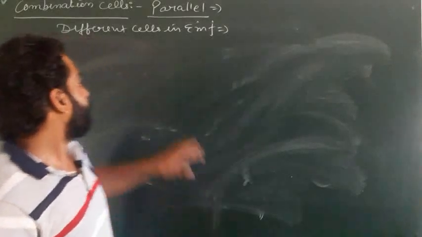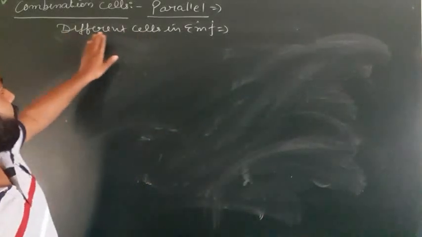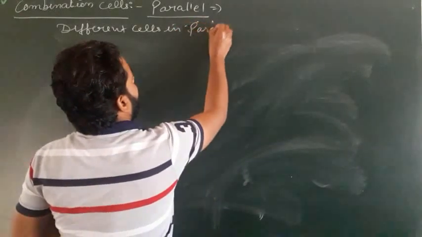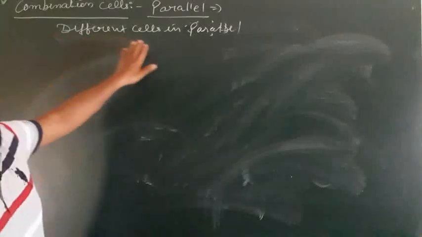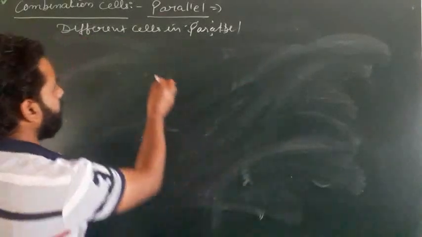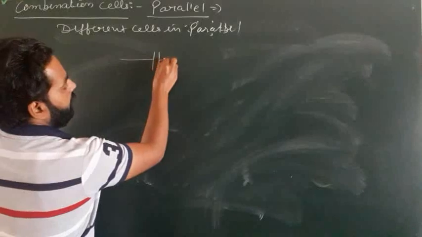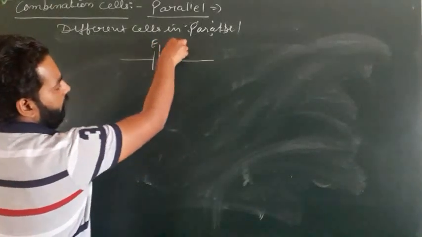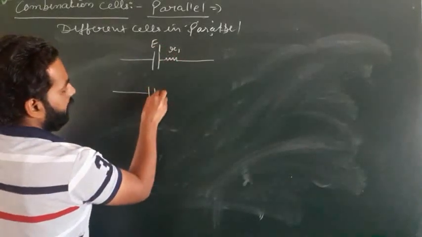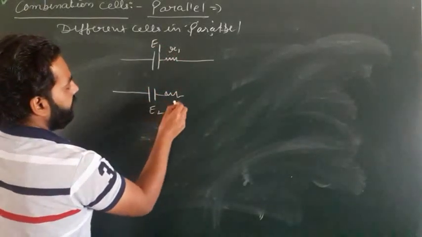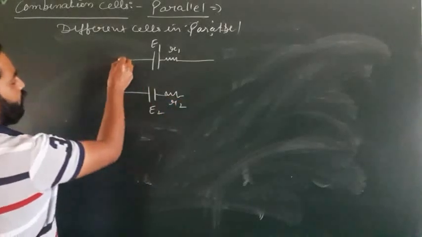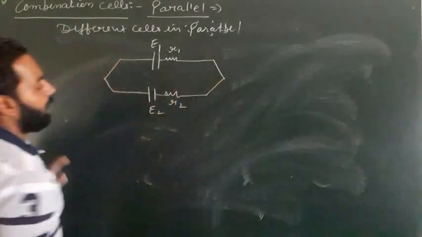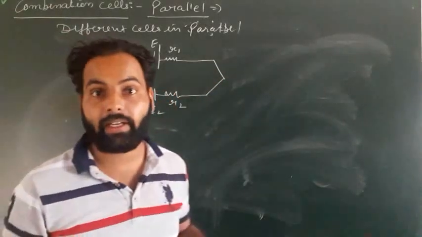Now we will start different cells in parallel. Different means all these cells have their different EMF. So we'll take the example that this is your first cell, and this is its internal resistance, so its EMF is E1 and resistance is R1. And this is your second cell, its EMF is E2 and internal resistance is R2. So these are connected in parallel to each other. Now in that case we have to find their net EMF and net resistance.